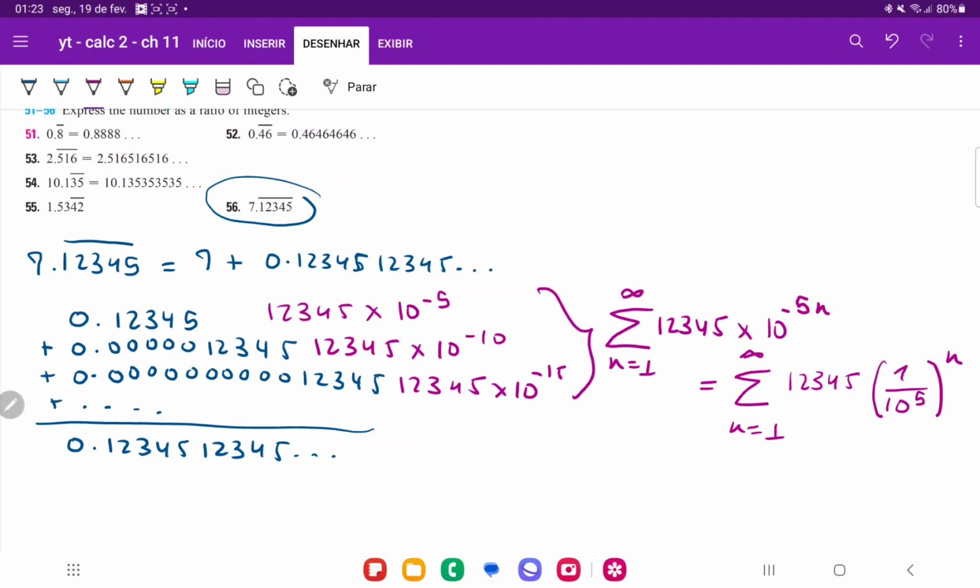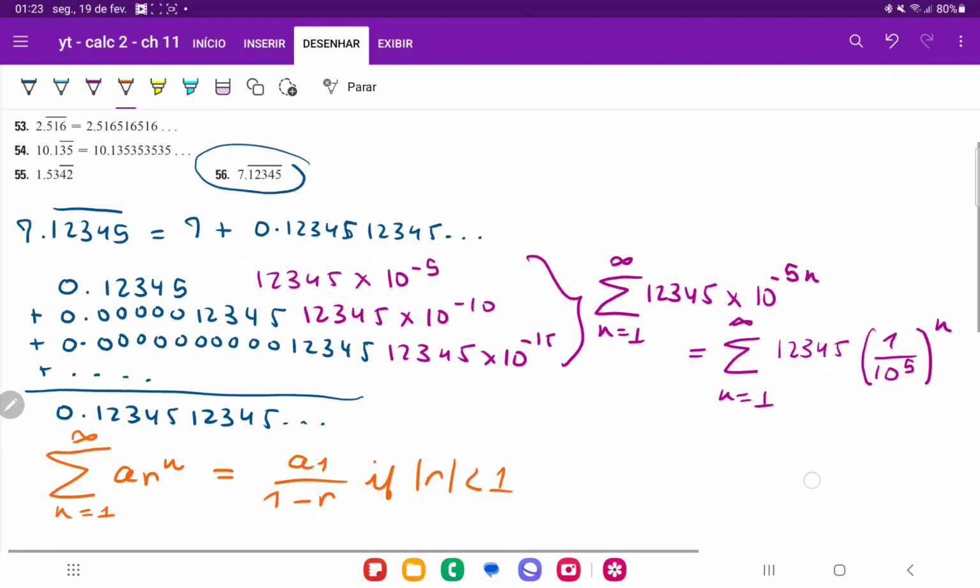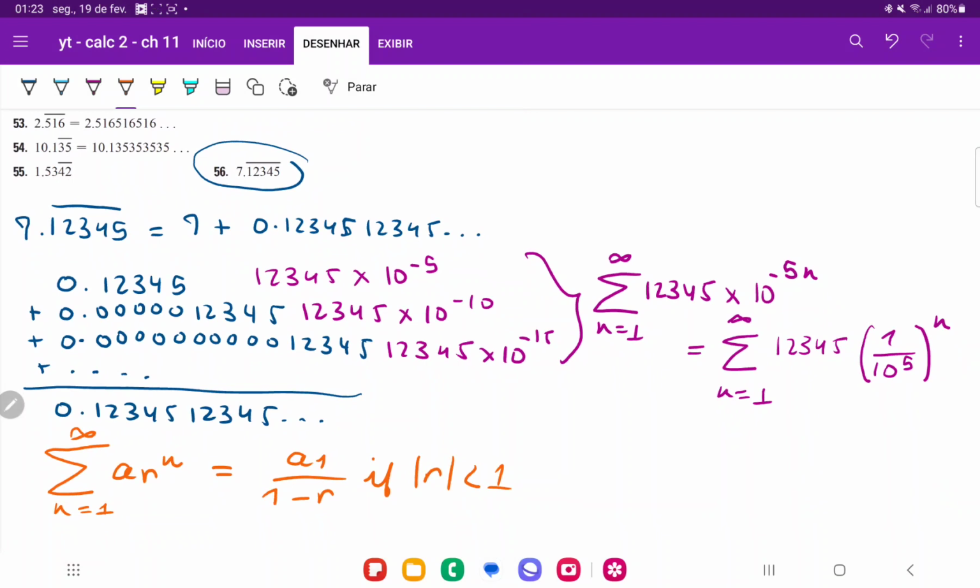That's fine. So once we have been able to express it this way, we can look at the geometric series formula. The sum from n equals 1 to infinity of a r to the power of n is going to be a sub 1 divided by 1 minus r, if the absolute value of the ratio is less than 1. Now the ratio here is the thing that's being raised to the power of n. That's 1 divided by 10 to the power of 5, which is definitely less than 1. It's a very small number. So that definitely checks out.